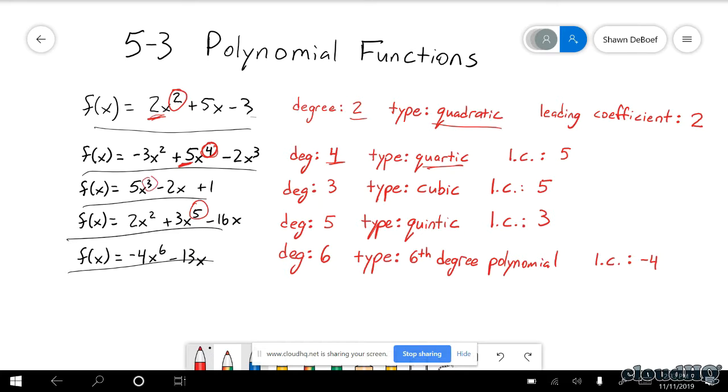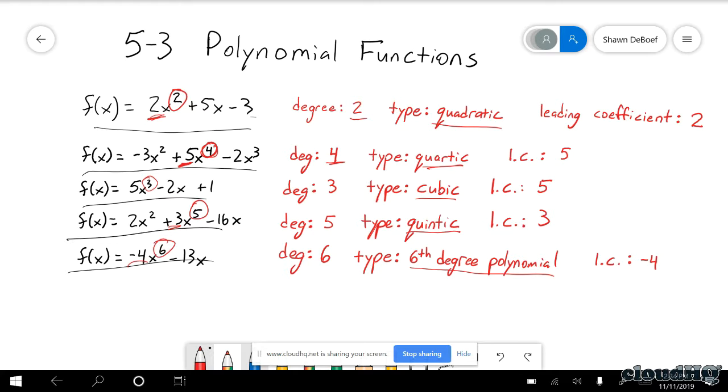This one, degree of 3, which is cubic, its coefficient was 5. This one is out of order, but the largest exponent was 5, so degree of 5, which is quintic, and its coefficient was a positive 3. The last one, degree was 6. Anytime we get 6 or bigger, we didn't really have a name. You can just call it based off of its degree. So 6th degree polynomial, and its leading coefficient was a negative 4.